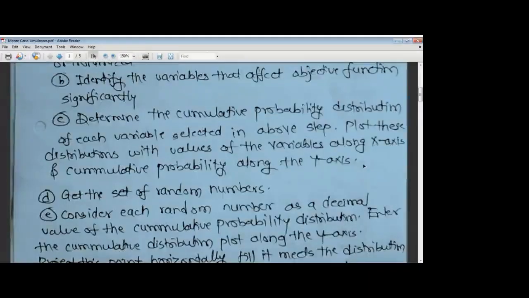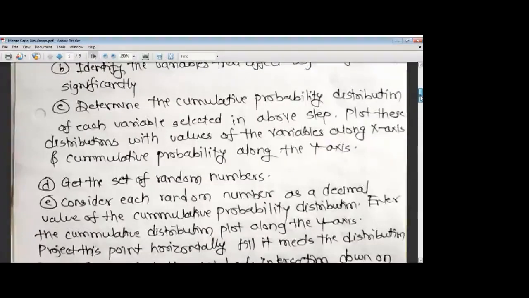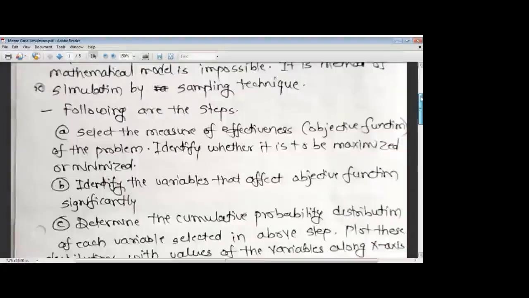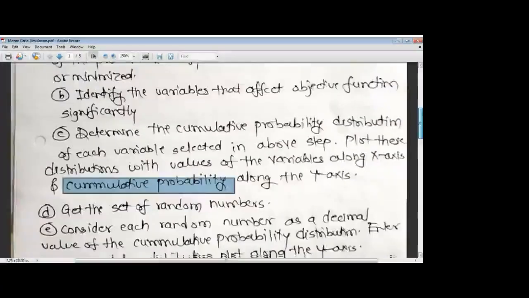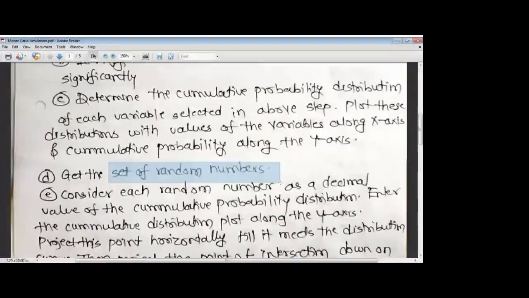Now we are interested in finding out the cumulative probability distribution curve. So we'll be putting the values of the variables on the x-axis, and the cumulative probability distribution on the y-axis. Then we'll be plotting the curve, and the curve is called the cumulative probability distribution. We'll have to identify the set of random numbers in the numerical that we are going to solve for the university question answers.